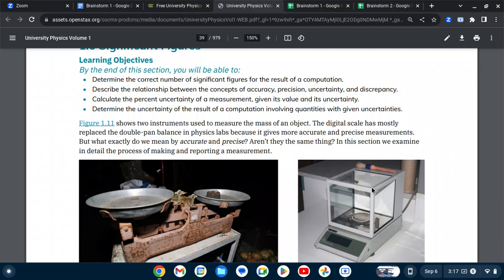Figure 1.11 shows two instruments used to measure the mass of an object. The digital scale has mostly replaced the double pan balance in physics labs because it gives more accurate and precise measurements. But what exactly do we mean by accurate and precise? Aren't they the same thing? In this section, we examine in detail the process of making and reporting a measurement.